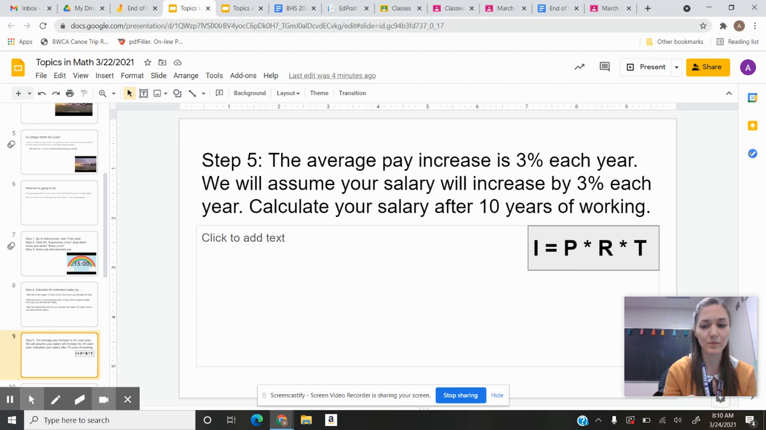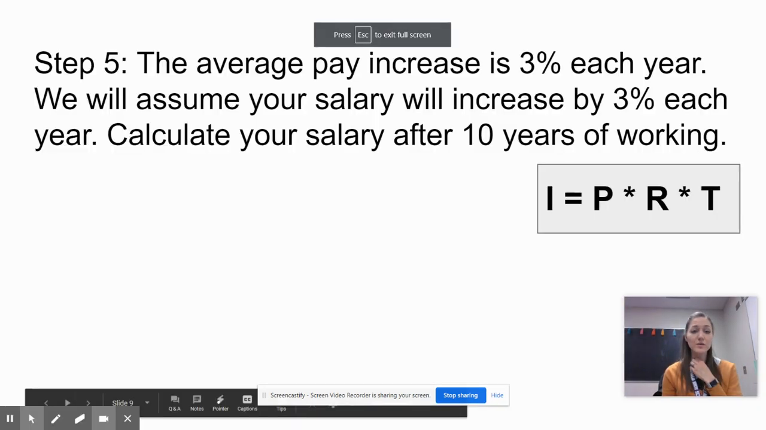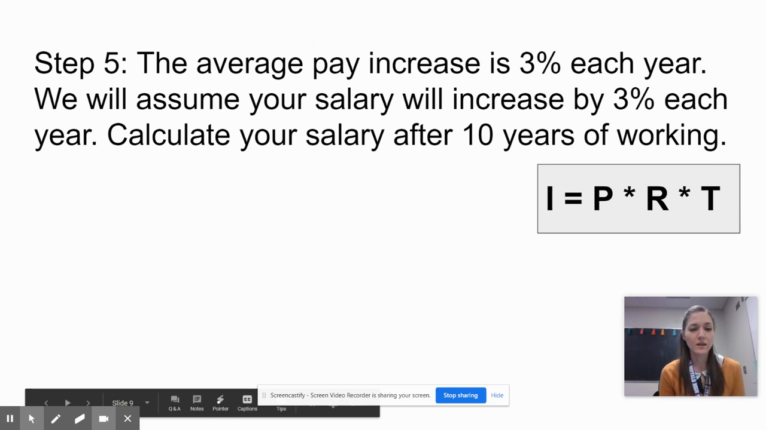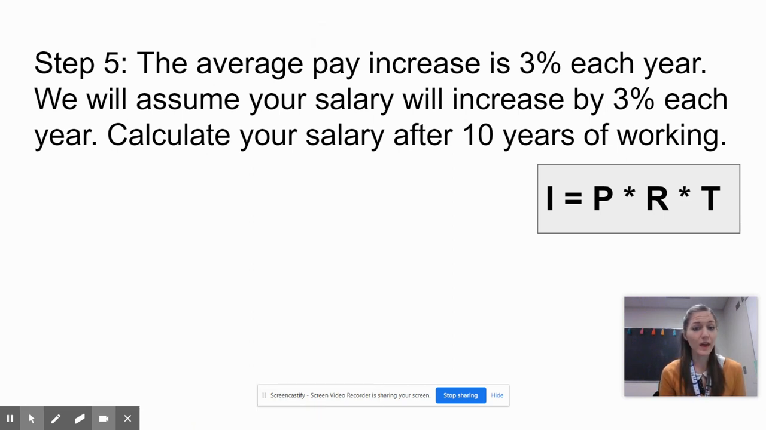Let me go ahead and pull up the directions. So here's what you need to do to calculate that estimated salary growth. The average pay increase is usually around 3% each year. And we're going to assume that your salary will increase by 3% each year. We're going to calculate your salary after 10 years of working.